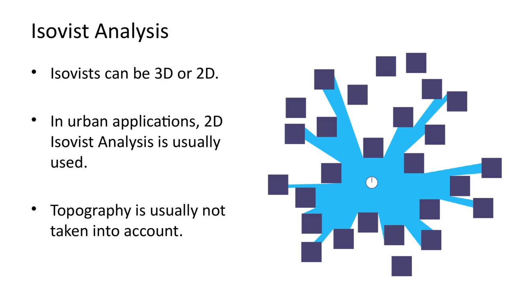Isovists can be 3D or 2D. In 3D, an isovist describes a volume. In 2D, it describes a planar area. 2D isovists can be in the plan or in section. In urban applications, people will usually be moving around on the ground plane. As such, Isovist analysis is usually performed in 2D, on the ground plane. The topography is usually not taken into account.